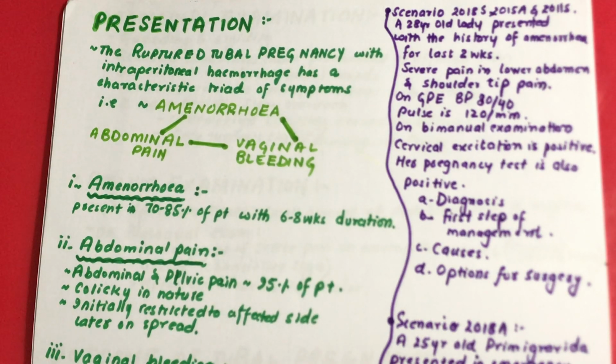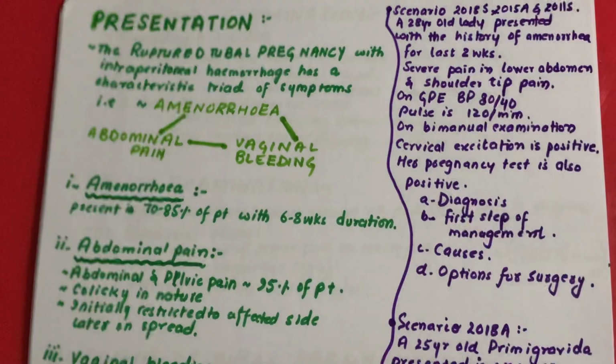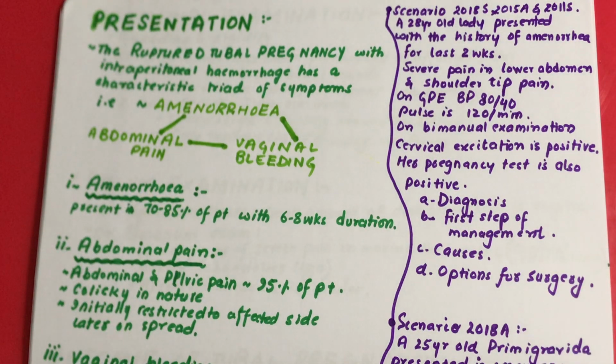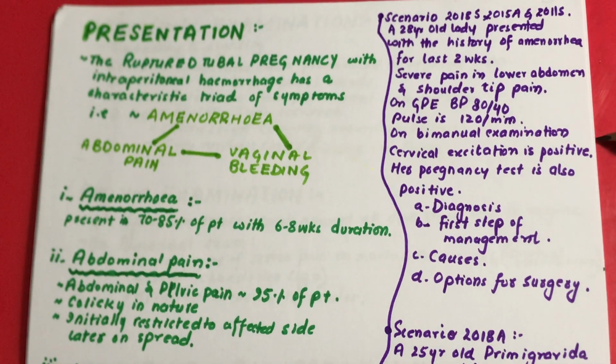Then I have written this scenario here, and this is to help you understand and grasp a stronger concept of how the patient presents to you. The scenario was asked in 2018, 2015, and 2011. A 28 years old lady presented with history of amenorrhea for last 2 weeks, severe pain in lower abdomen. See, amenorrhea, abdominal pain, and shoulder tip.